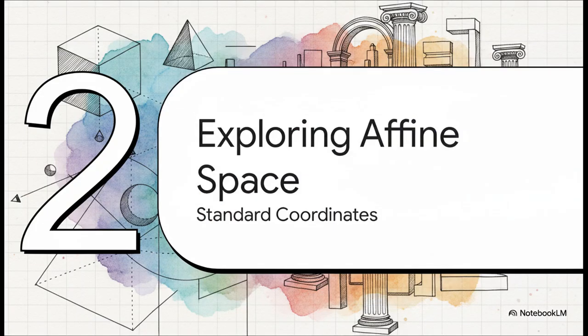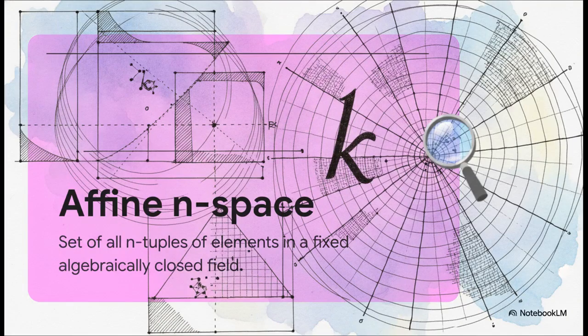And that brings us to exploring affine space, looking at the standard coordinates. This is our baseline, the mathematical environment where these classical shapes actually live. Okay, so affine n-space. It's the set of all n-tuples of elements, like a1 through an, within a fixed algebraically closed field.